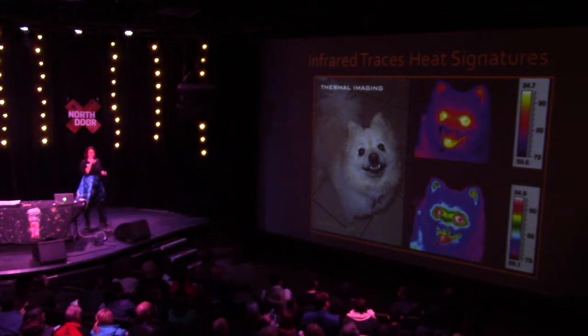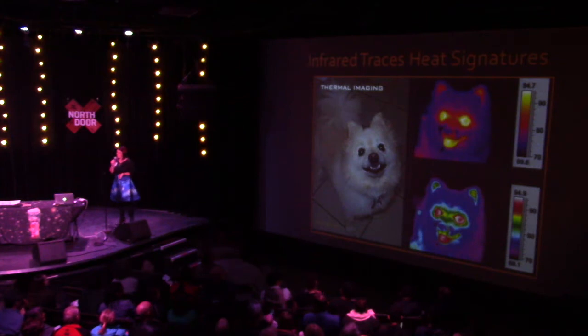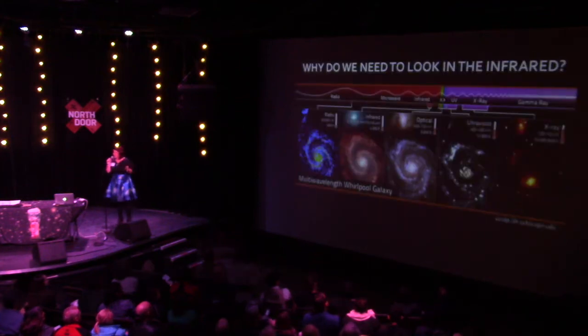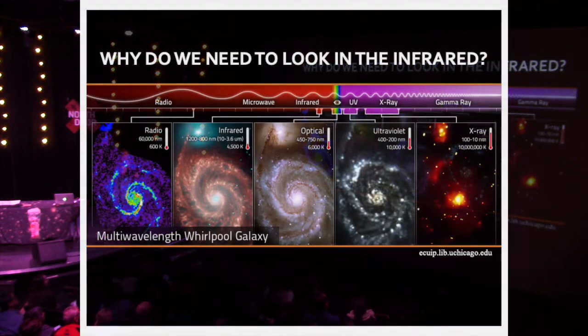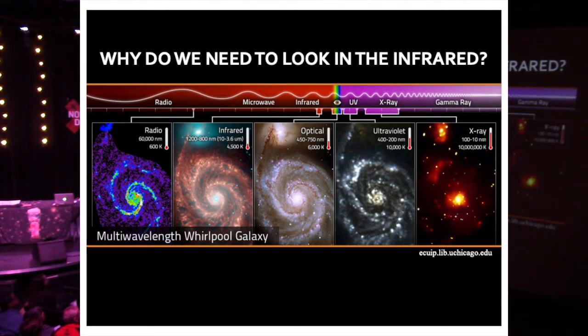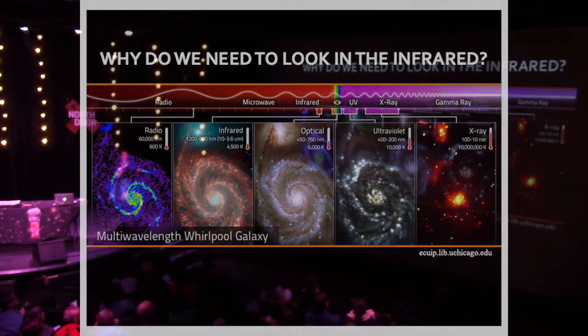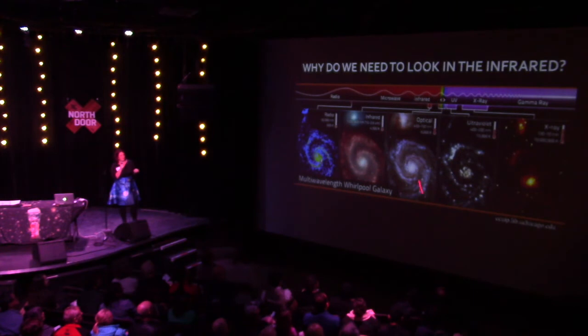So when we look at space, we learn all kinds of things based on the different wavelengths of light that we look at. This is a more appropriate astronomy picture, of the Whirlpool galaxy. This is what you would see with the Hubble Space Telescope. This is what you're probably used to seeing from all of those pretty space pictures that come from the Hubble Space Telescope. And this is the infrared wavelengths of light.